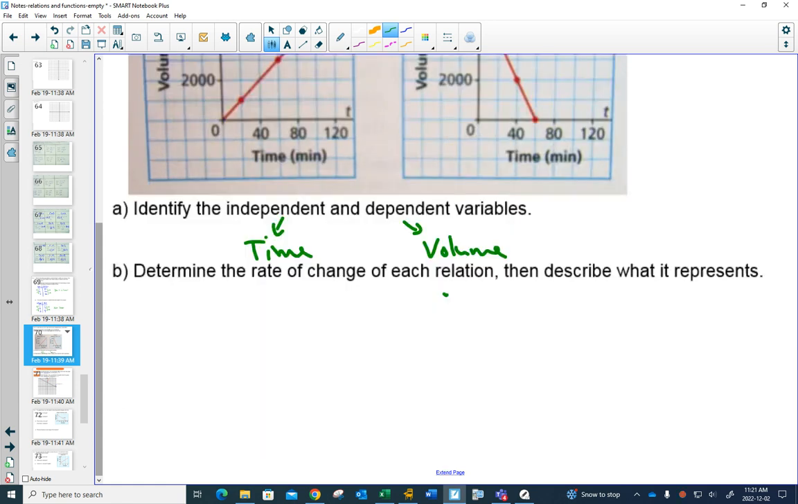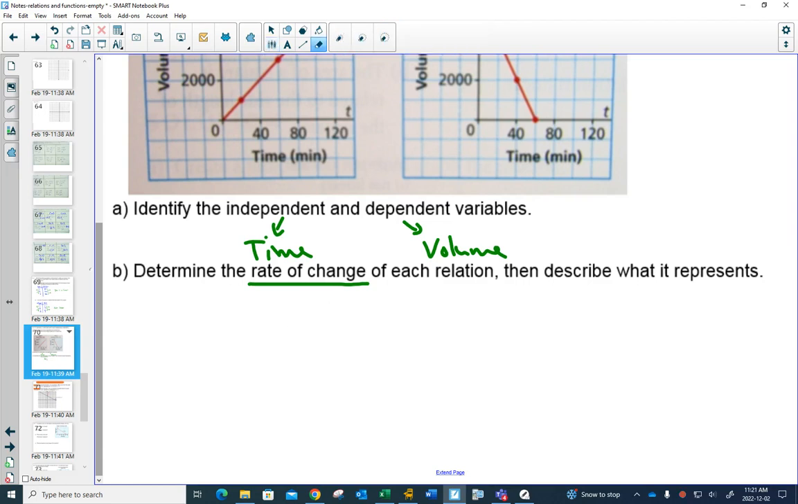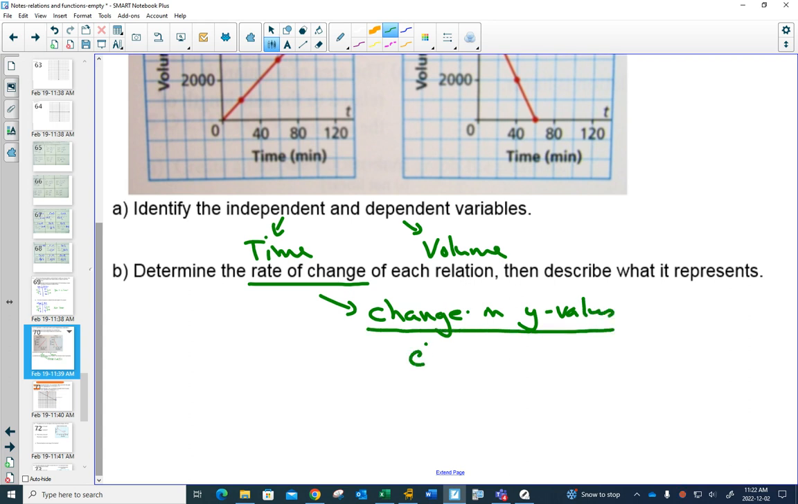Determine the rate of change. So rate of change is your change in y values. Oh, sorry, that was a fancy symbol for change. Okay, tone it down a little bit. Rate of change is your change in y values divided by your change in x values. And another word for that is the slope.